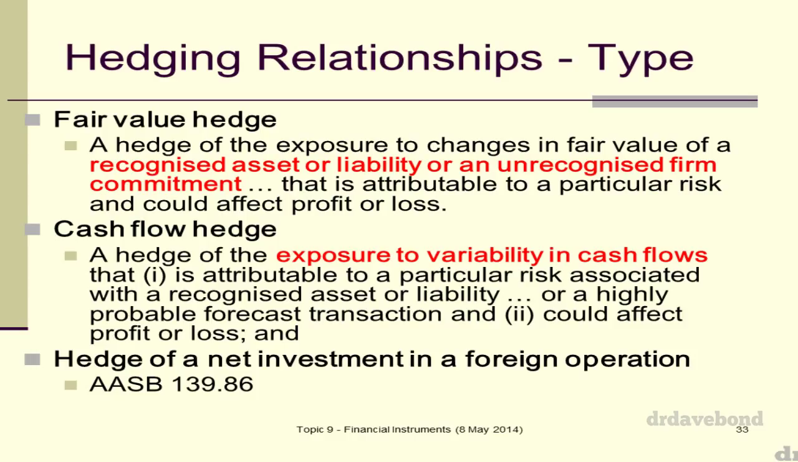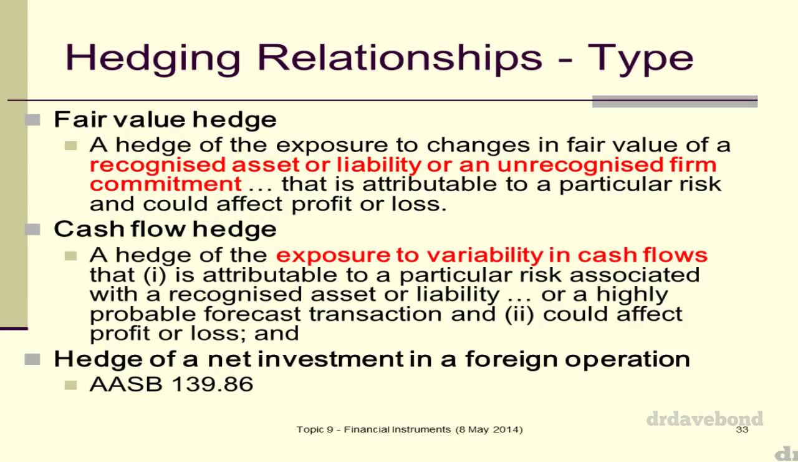Now, there are two types of hedging relationships that we're going to focus on, and they're the first two. So we've got fair value hedges and cash flow hedges. And the difference becomes really apparent when you draw up timelines to see when events happen, because that is, for our purposes, the primary difference between them. It's not the only thing why they're different, but for us it will be.